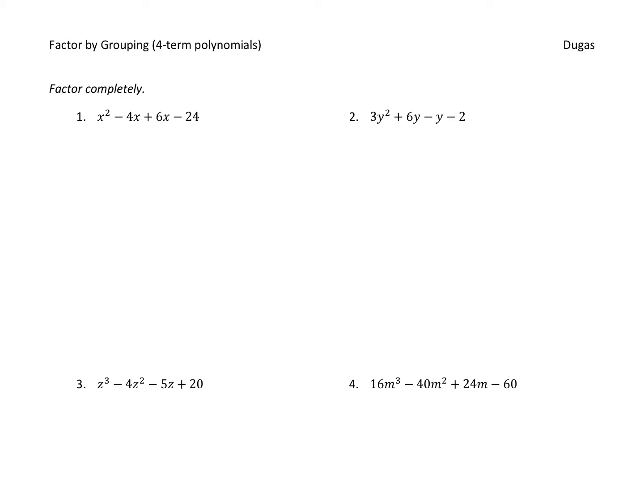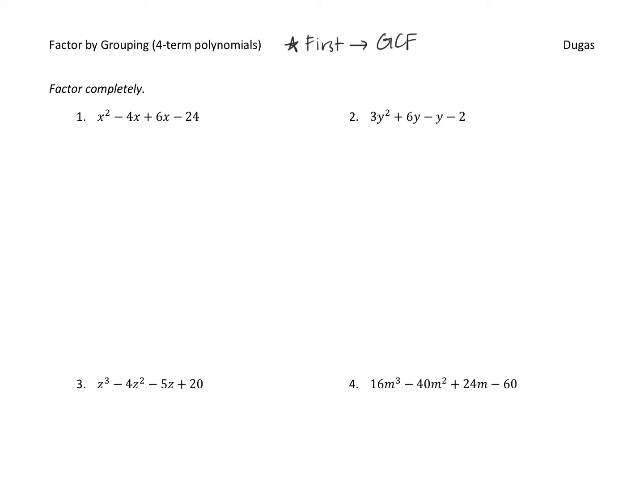So the first thing you want to do when you're factoring, don't forget, you always look for a GCF. So you should look for a greatest common factor among all 4 terms, and if you have one, you would take it out first. So x squared, negative 4x, plus 6x, and minus 24, they don't all have something in common, so there's no GCF to factor out.